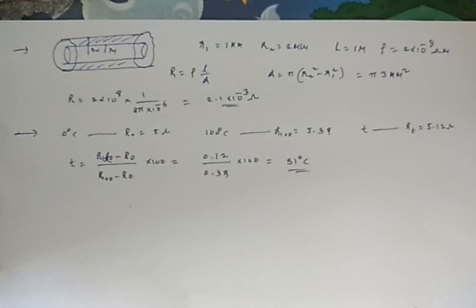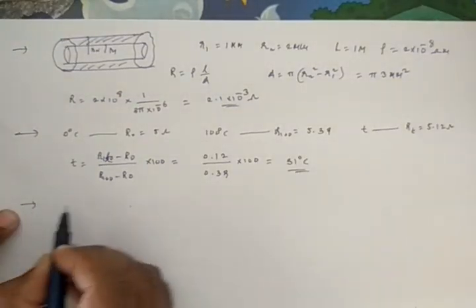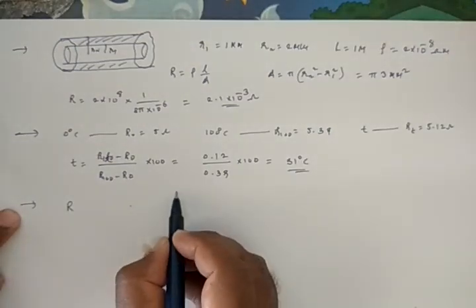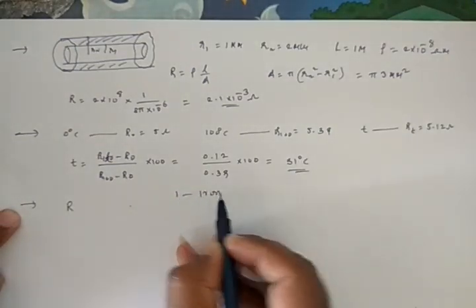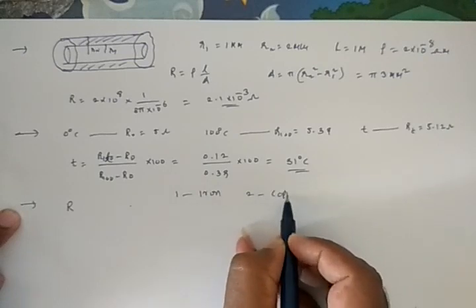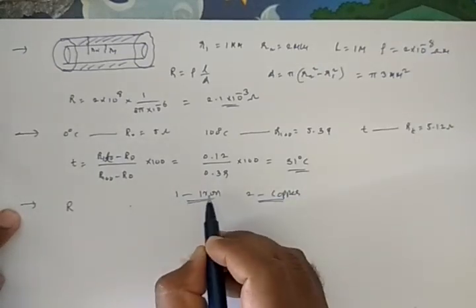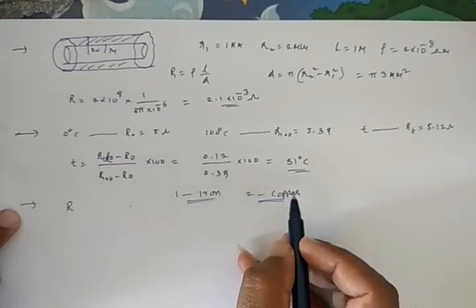So let us look at the last question. The resistance of an iron wire and a copper wire at 20 degrees centigrade are 3.9 ohm and 4.1 ohm respectively. At what temperature will the resistances be equal? Alpha for iron and alpha for copper is given. So now, let us take the first one as iron and the second one as copper. R1 means iron, R2 means copper.